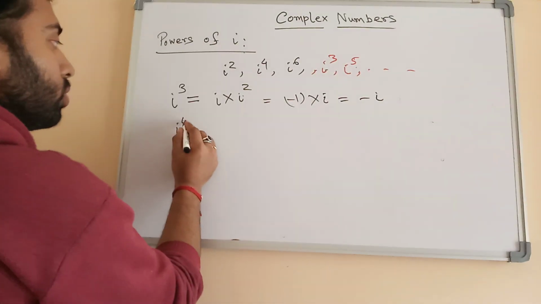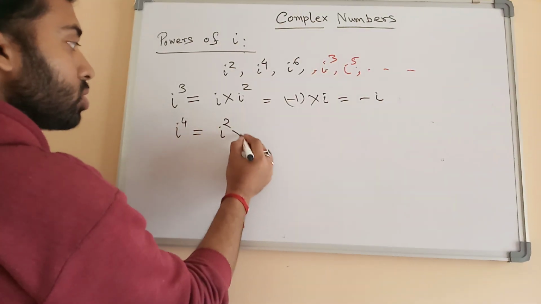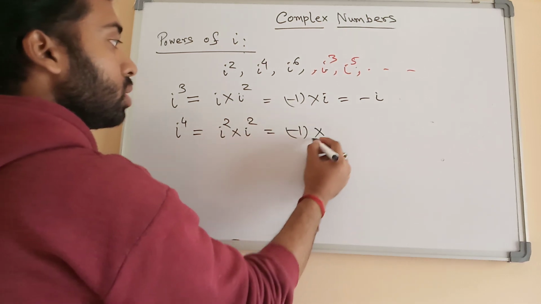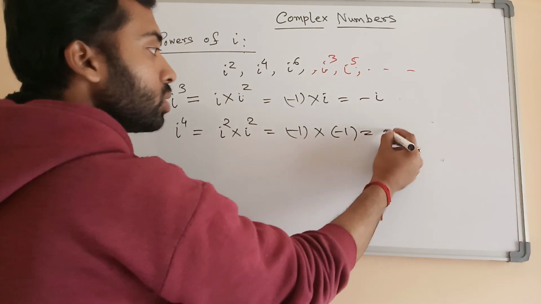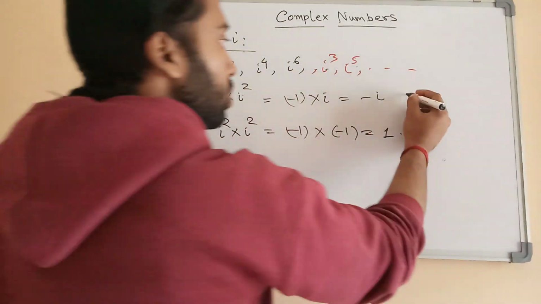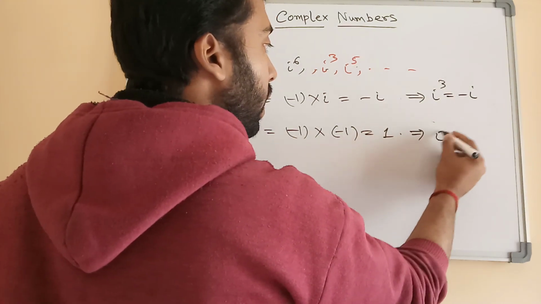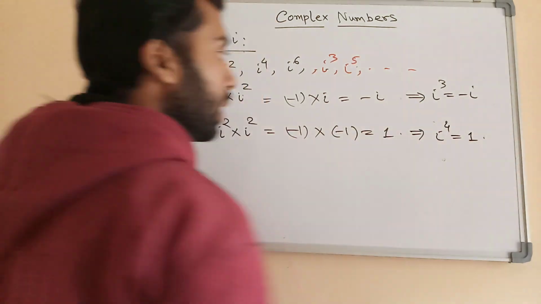i to the power 4. That is i square into i square. We all know i square is minus 1, and this is again minus 1, so it is coming as 1. So we are getting i cube equals minus i, and i to the power 4 equals 1.